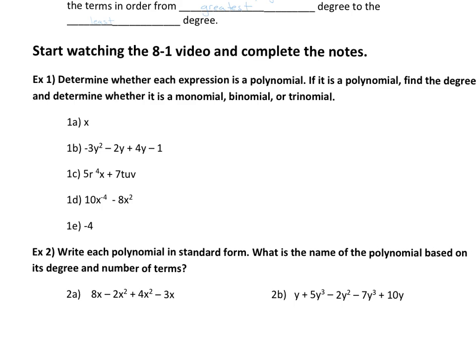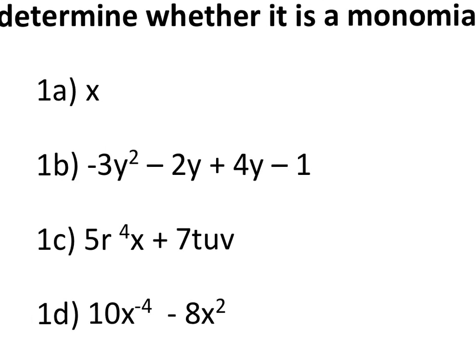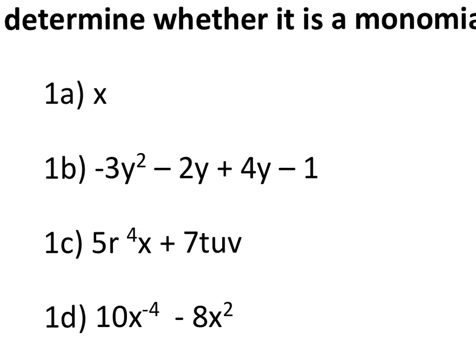Okay, so when we're looking here, first off, this is 1A. There's only one part there, so that's going to be a monomial. Okay, so a monomial, and it's going to have a degree of 1. A degree of 1, because there's an exponent of 1 there.